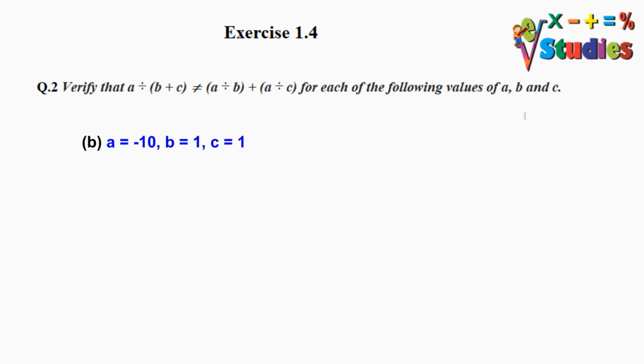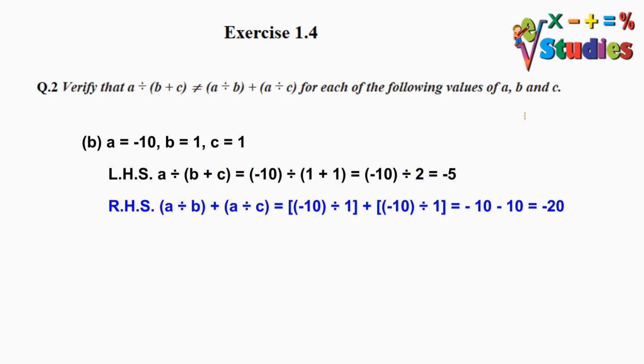Moving on to the next one, we have the values of a equal to negative 10, b equal to positive 1 and c equal to also positive 1. On the left hand side we have a divided by b plus c. When we substitute the values, we have negative 10 divided by positive 1 plus 1. Positive 1 plus 1 will give us 2. So negative 10 divided by positive 2 will give us negative 5.